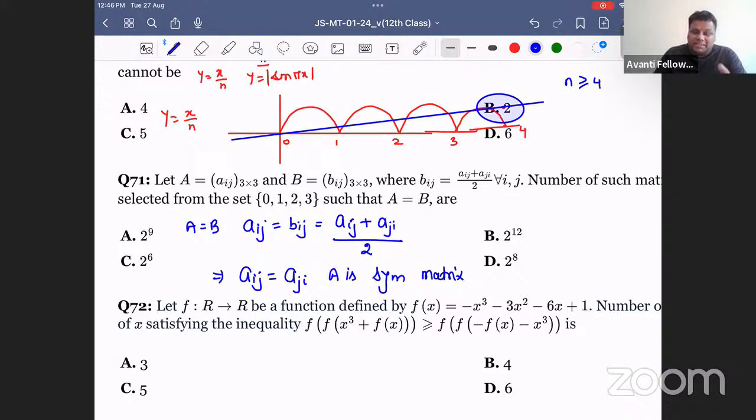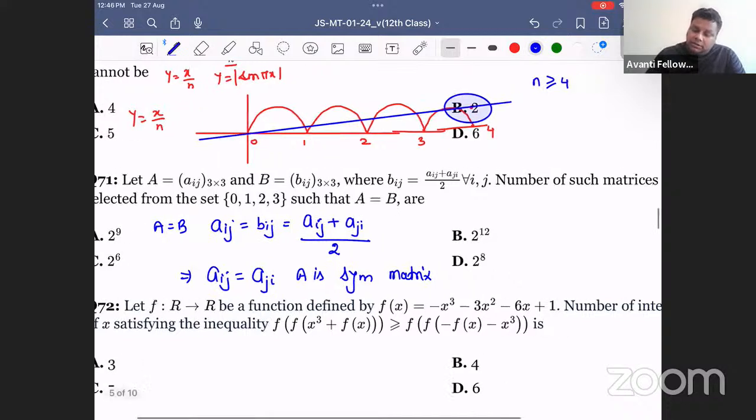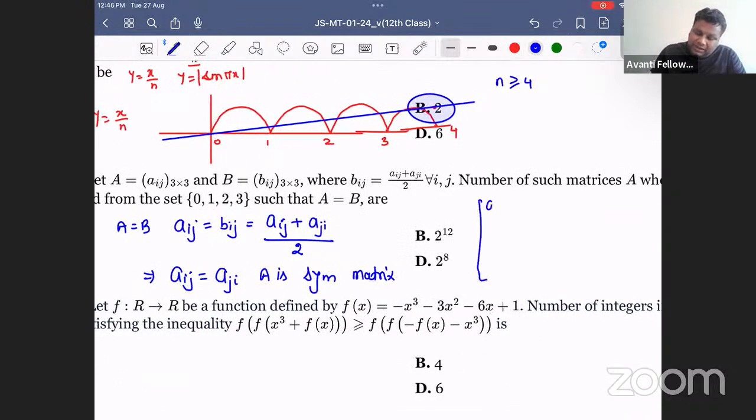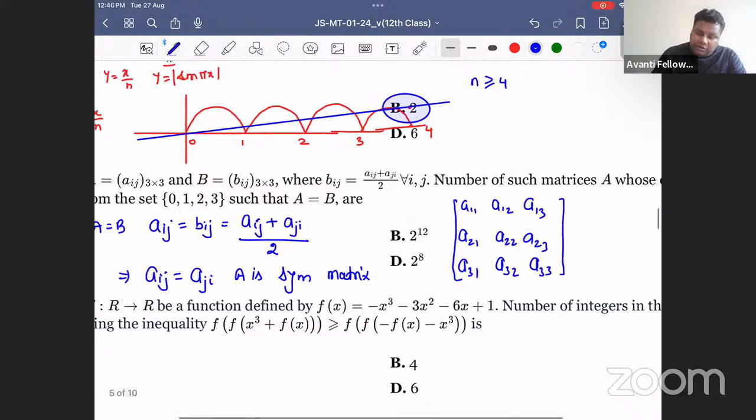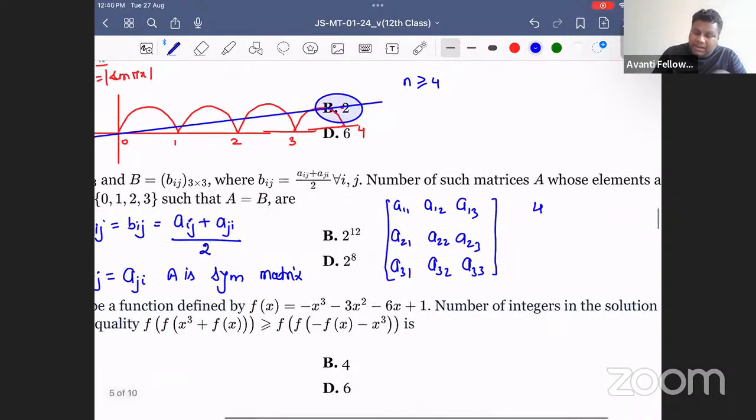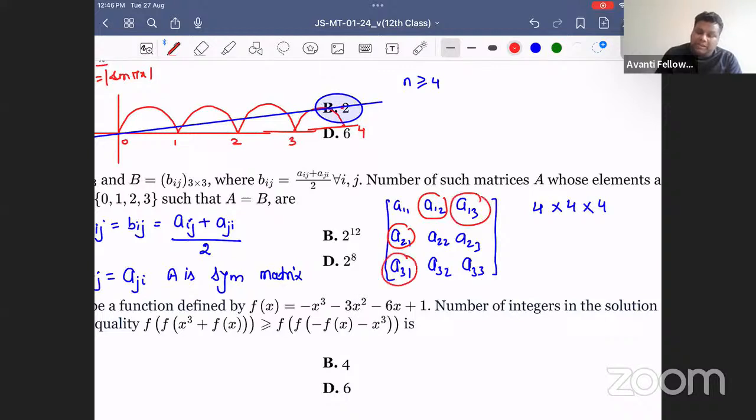And since A is a symmetric matrix, so A11, A12, A13, A21, A22, A23, A31, A32, A33. Now see, A12 can be selected in 4 ways. A13 can be selected in 4 ways. A23 can be selected in 4 ways. Now, if this is selected, this is automatically selected. You don't have to make any selection for this. Similarly, this is selected, this is automatically selected, and this is selected, this is automatically selected.